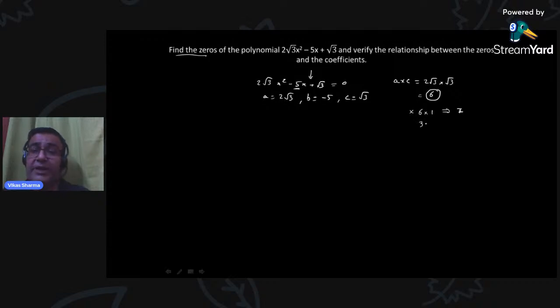6 can also be written as 3 times 2, and if we add 3 and 2, we get 5, and this is what we are looking for because our middle term is also minus 5. And because it is minus 5, both of them have to be minus, then only we'll get minus 5. So then we can do the middle term splitting.